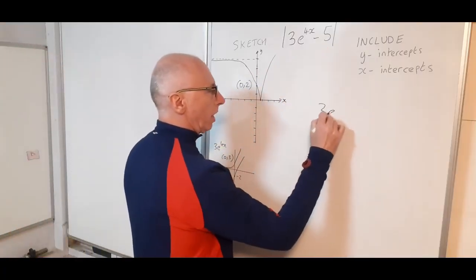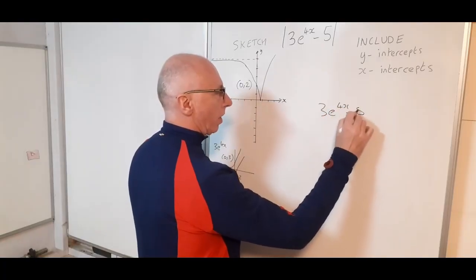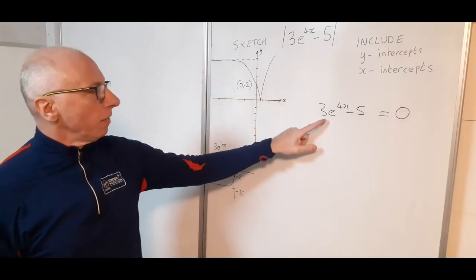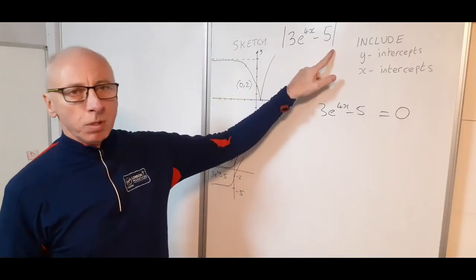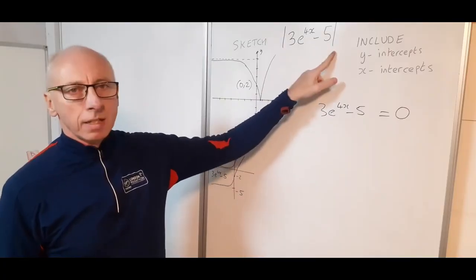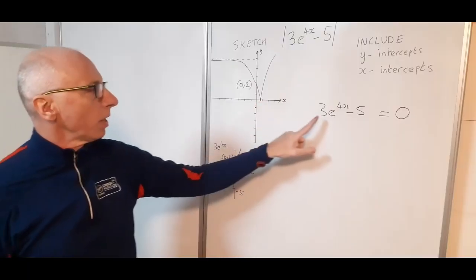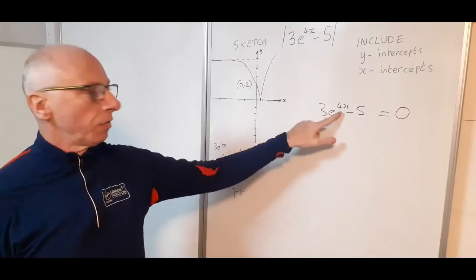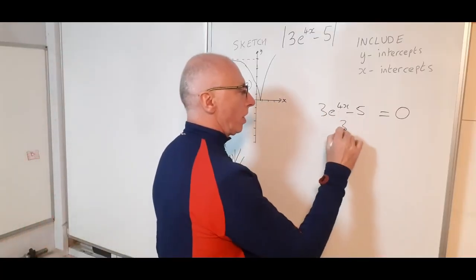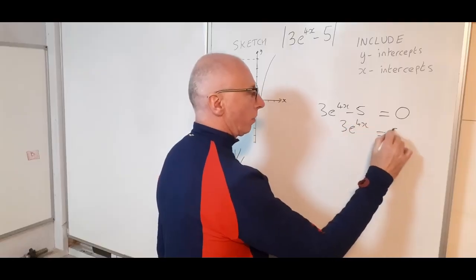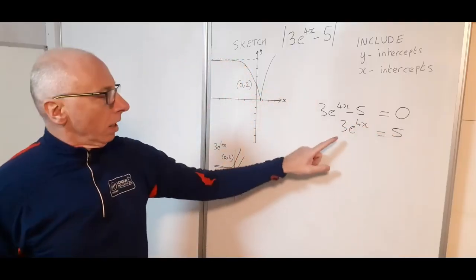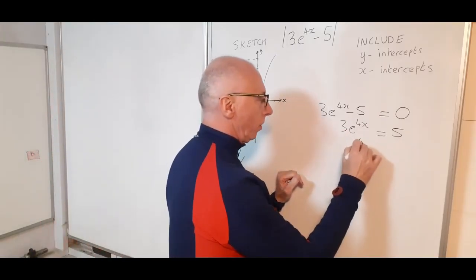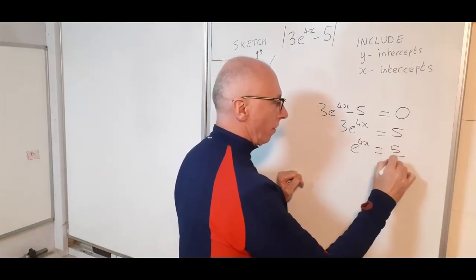So 3e to the 4x minus 5 equals 0. Now as it's not negative, I don't need to worry about the absolute value to solve, because I won't be needing that in this case at this point. So 3e to the 4x minus 5, set equal to 0. And now let's solve for x. So I've got 3e to the 4x equals 5. Divide both sides by 3. So I've got e to the 4x equals 5 over 3.